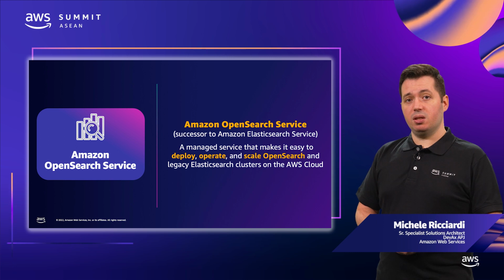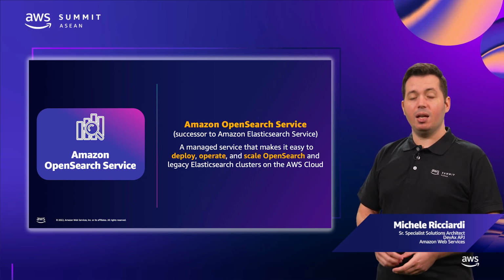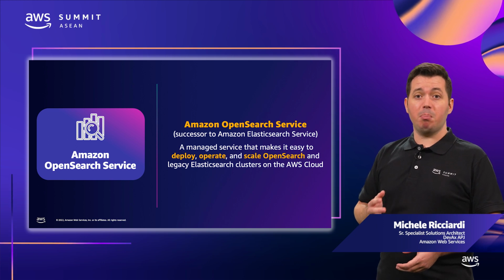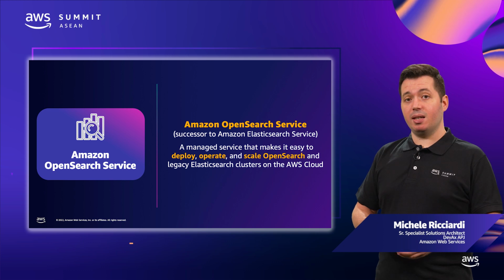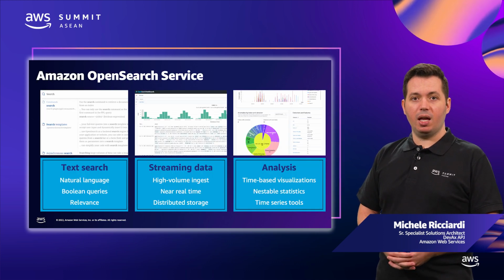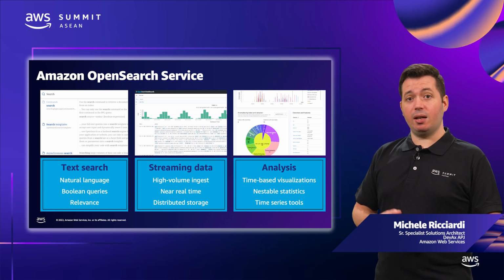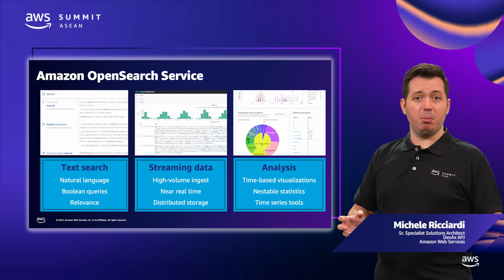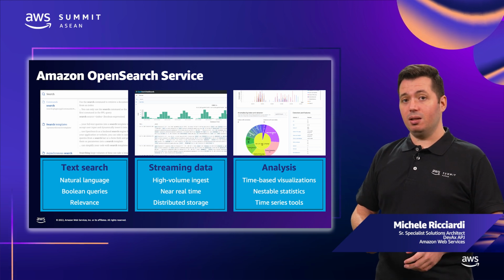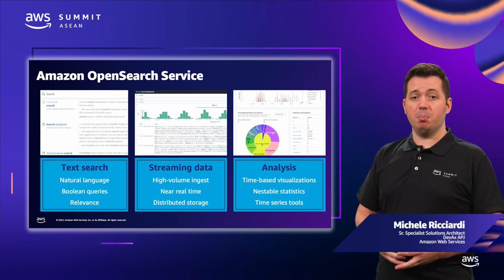So for this use case, we can leverage the Amazon OpenSearch Service. The Amazon OpenSearch Service is a managed service that makes it easy to deploy, operate, and scale OpenSearch. And OpenSearch is a distributed open source search and analytics suite used for a broad set of use cases like real-time application monitoring, log analytics, and website search, making it a perfect fit for the Awesome Pets catalog.